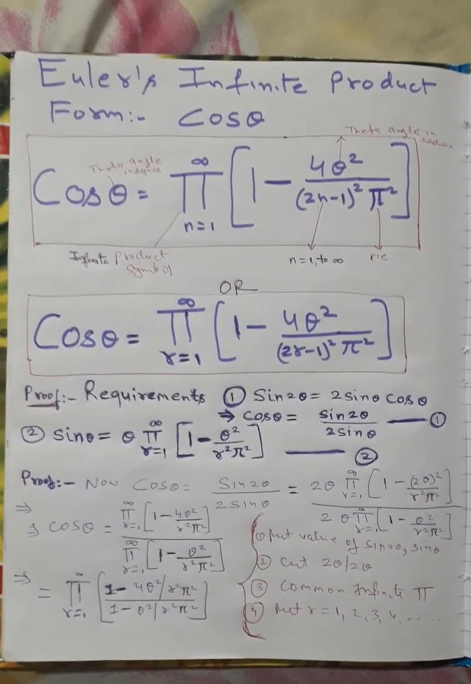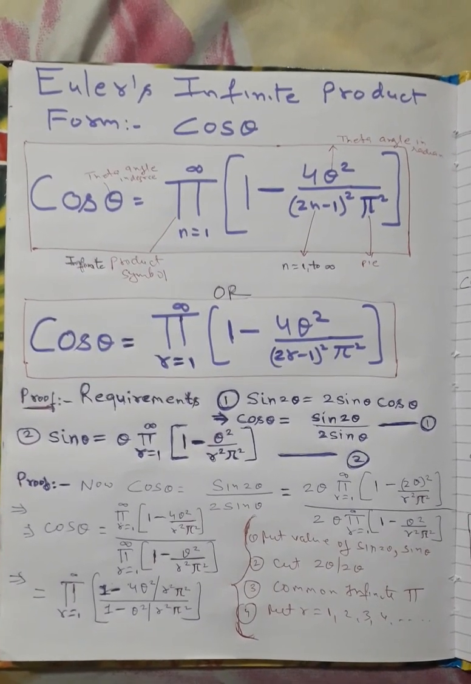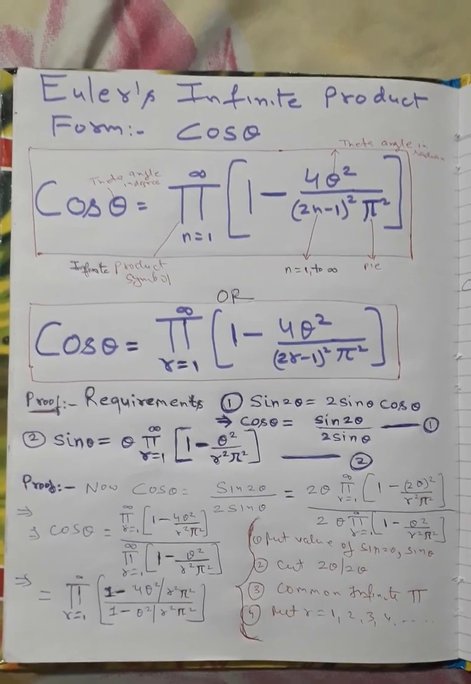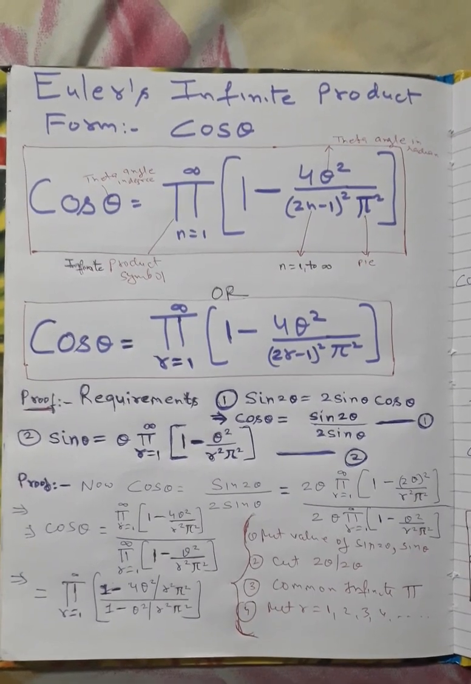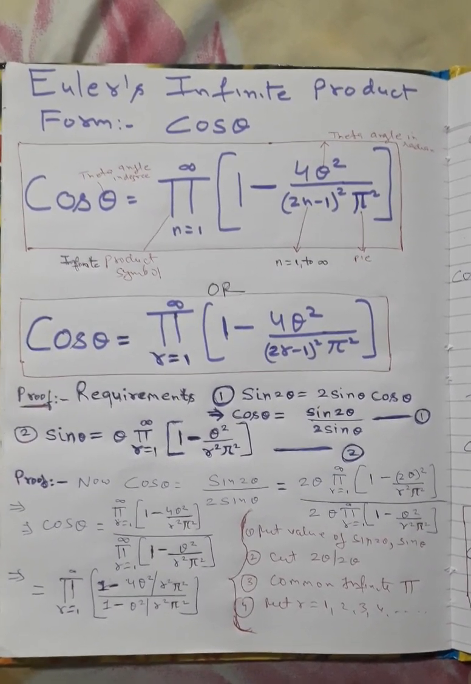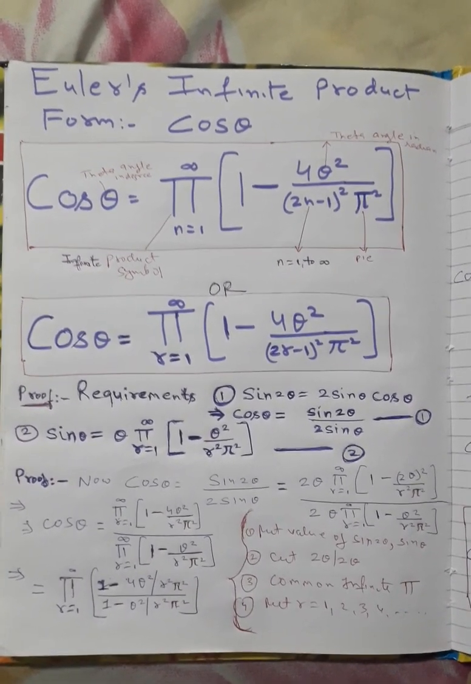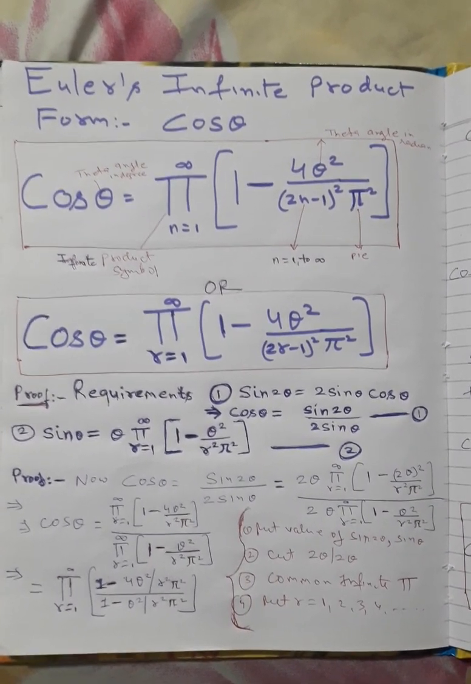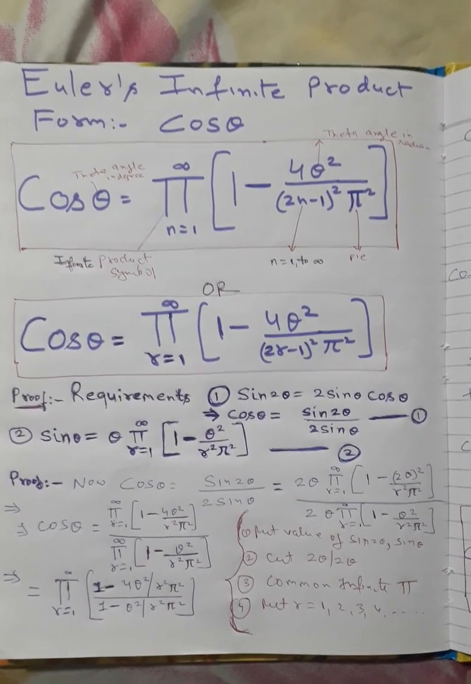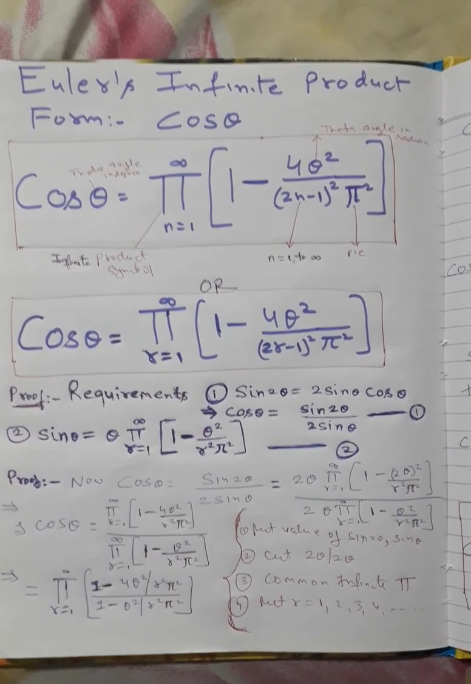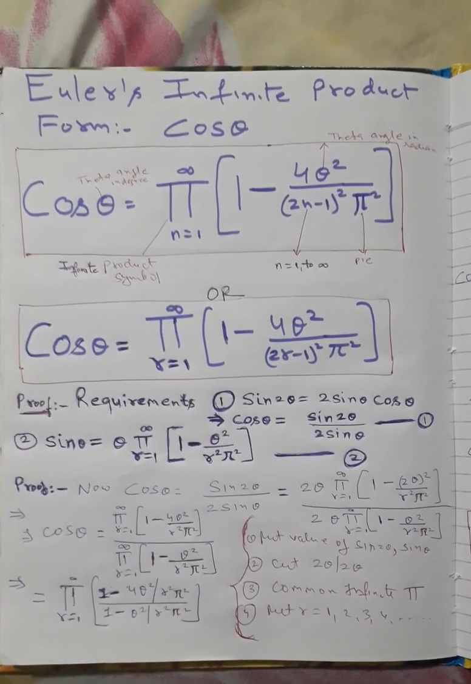Cos theta equals the product from n equal to 1 to infinity, meaning infinite product, of the bracket 1 minus 4 theta square upon (2n minus 1) whole square pi square. This is the cos theta infinite product form. We can express it in cos z, cos y, cos theta. Now I am taking theta in degrees, and on this side theta in radians, the infinite product symbol from 1 to infinity, and pi has approximate value 3.14.